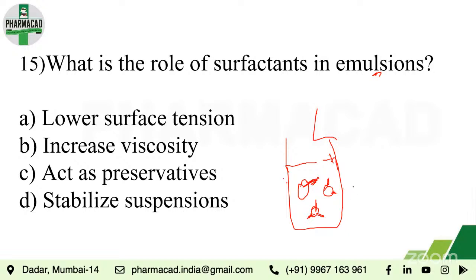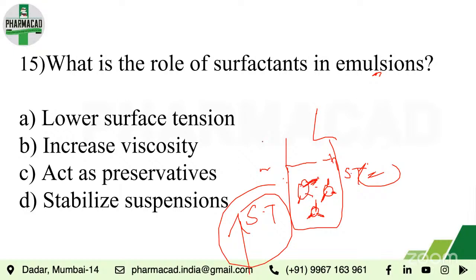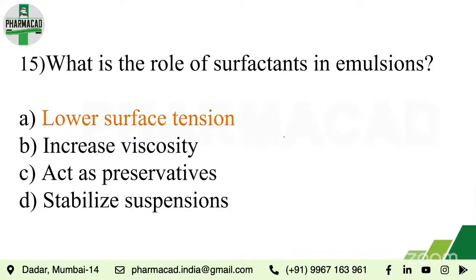Hello, are you all there? Yes, ma'am. So why won't oil and water remain stable? They will aggregate, or rather separate, because of the difference in surface tension between them. Because of the high surface tension, you want something which will help them lower the surface tension, so you use surfactants. So here the correct answer is surfactants are used to lower the surface tension.